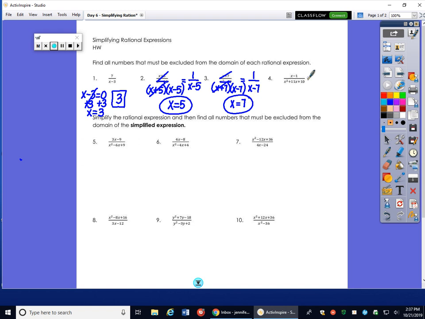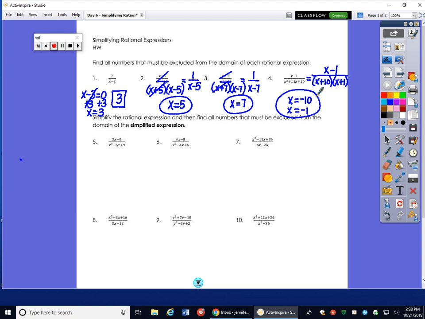In number 4, this is going to factor into x plus 10 times x plus 1. We are looking for two factors of 10 that add up to 11. So 10 times 1 is 10, and 10 plus 1 is 11. So nothing can cancel, which means we have two numbers. We have negative 10 and we have negative 1, where this would become 0. So those two numbers would need to be excluded from the domain.